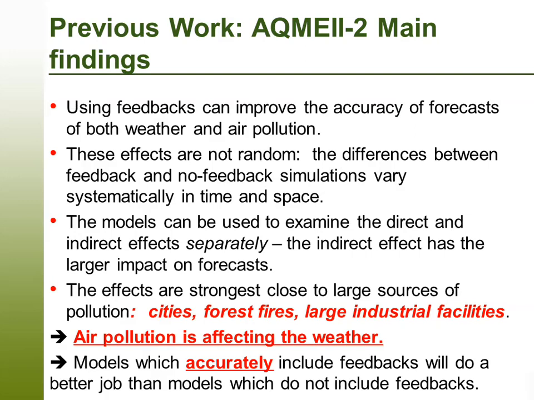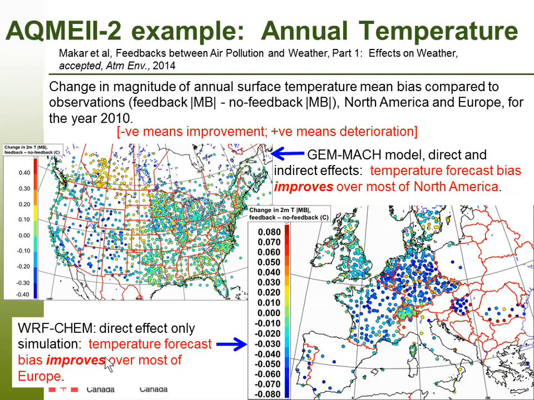First of all, we did see that there's the potential, at least, to improve the forecasts of both weather and air pollution by including the feedbacks into the model. They're not random effects. It's not a chaotic difference between them. They're systematic. They vary in time and space, and more importantly, they vary where you see the emissions are the highest and where the chemistry is the greatest. And they're strongest close to large sources of pollution. I was really happy to see the first speaker's talk with the power plant, because that's exactly the kind of thing that we're seeing, but on a larger scale over larger areas. The models which accurately include these things will actually do a better job.